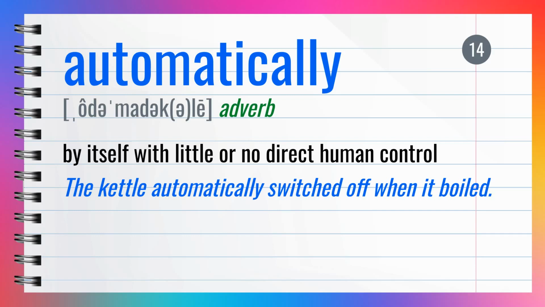Automatically. Automatically means by itself with little or no direct human control. By itself with little or no direct human control. For example, the kettle automatically switched off when it boiled. The kettle automatically switched off when it boiled.